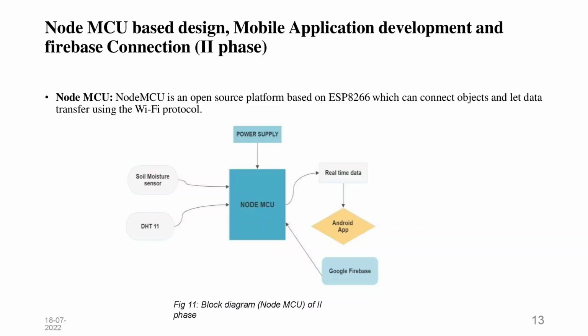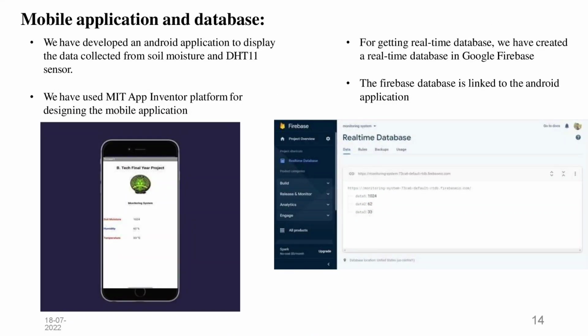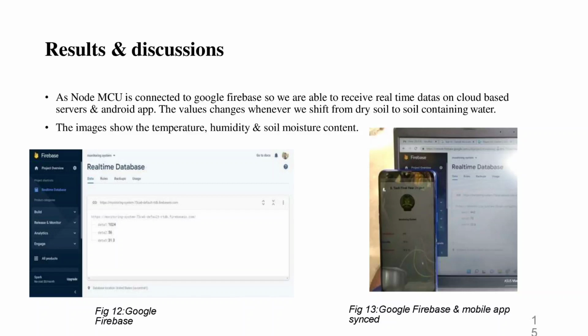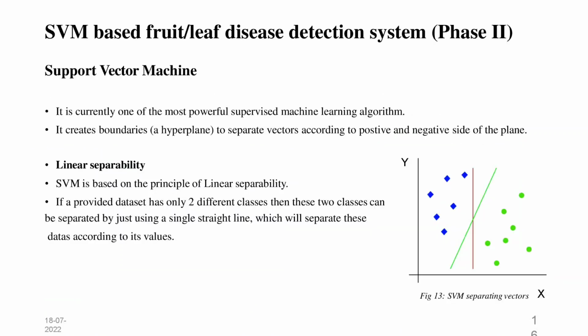The main purpose for using Node MCU is its Wi-Fi capability. Here we can see that DHT11 and soil moisture sensor are connected to our Node MCU, and we are getting real-time data both on our Android app as well as in our Google Firebase. Next comes the SVM based fruit leaf disease detection system that we did in our second phase.